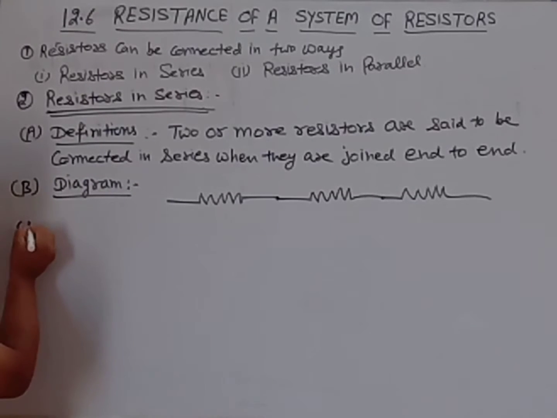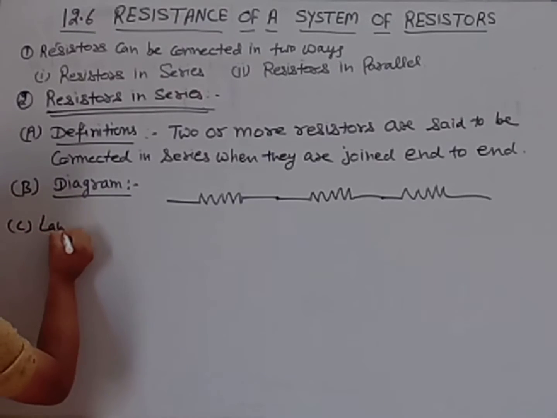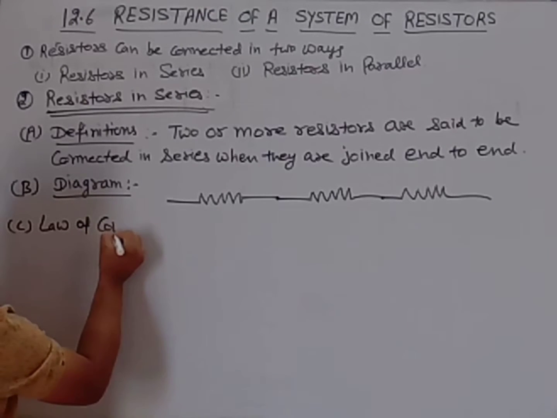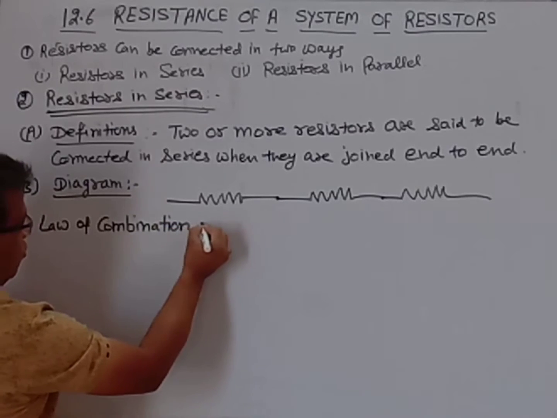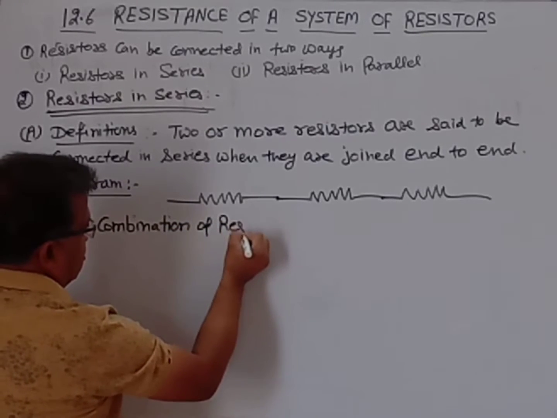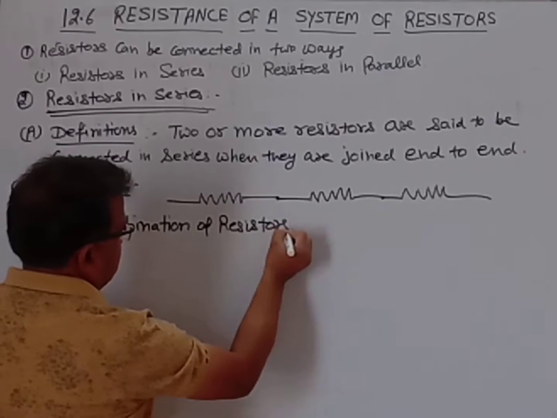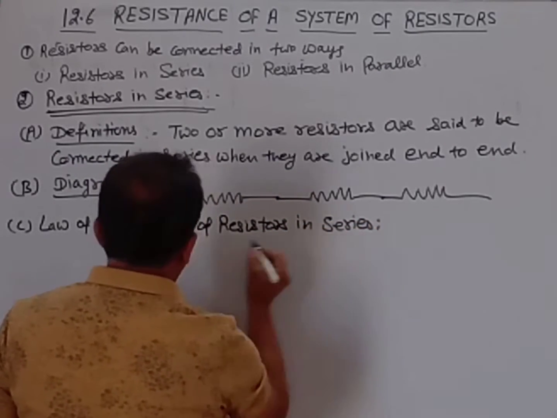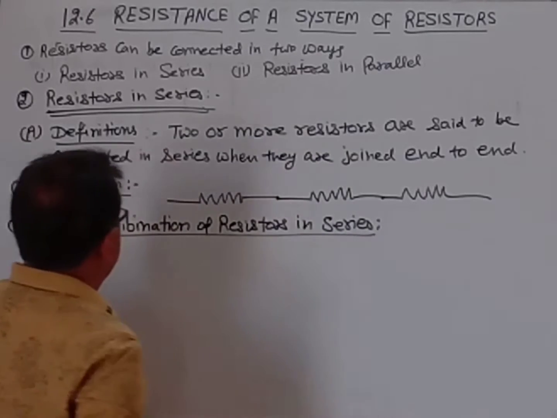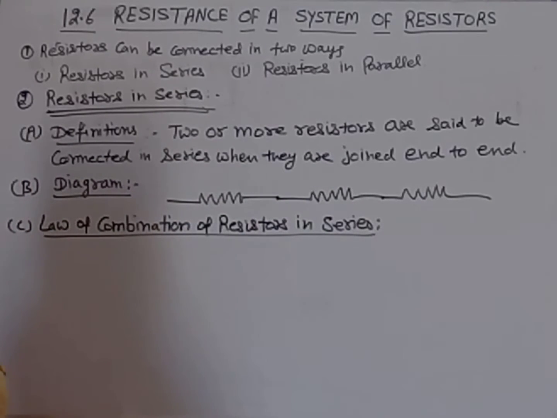Now, law of combination of resistors in series. Law of combination of resistors in series. It means if resistors are connected in series, then how shall we calculate its total resistance?